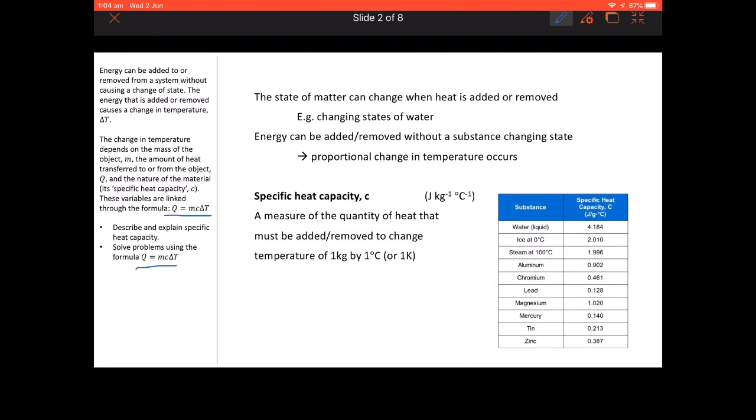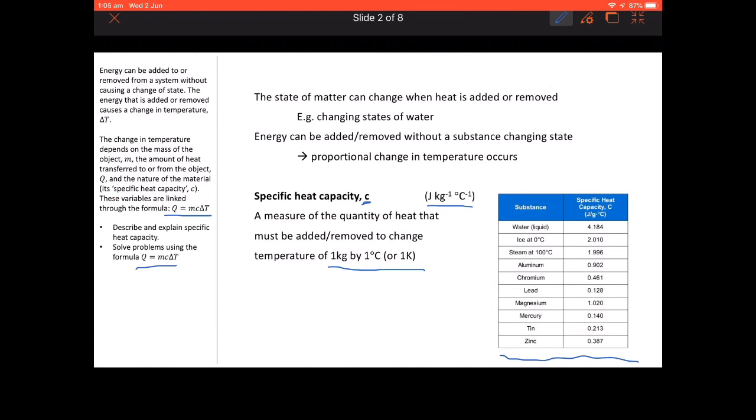Energy can be added or removed without a substance changing state, but adding or removing energy will result in a proportional change in temperature. Specific heat capacity, which is represented with c and is measured in joules per kilo per Celsius, is a measure of the quantity of heat that must be added or removed to change the temperature of 1 kilo of the substance by 1 degree Celsius or 1 degree Kelvin, because Celsius and Kelvin use the same scale. So over here we've got a table of some specific heat capacities.